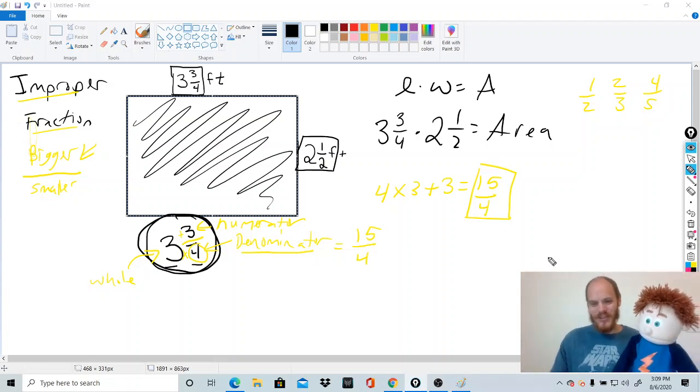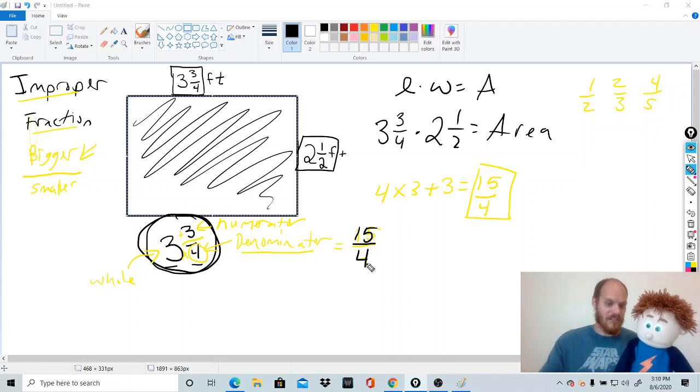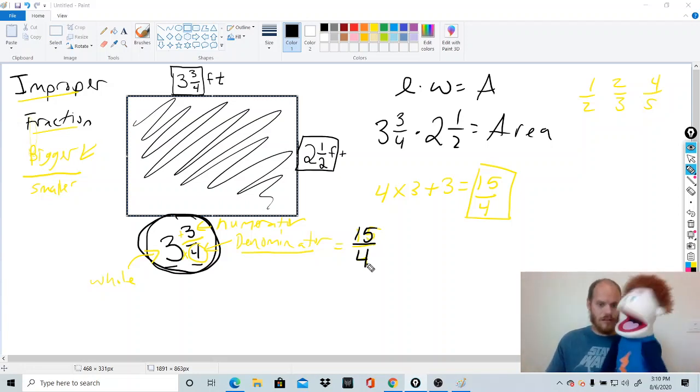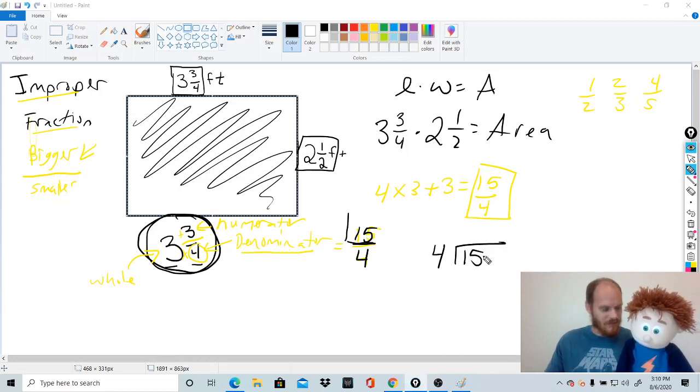So let me show you a different way. So this guy right here, this is 15/4. I could prove to you that it's actually 3 3/4. You can't? How? Well, let me show you. If I do division and I divide 4 into 15, how many times does 4 go into 15, Tommy? Without going over, what number do I multiply by? 3. Yep, 3. So that's 12, right?